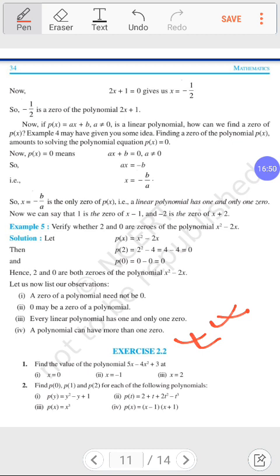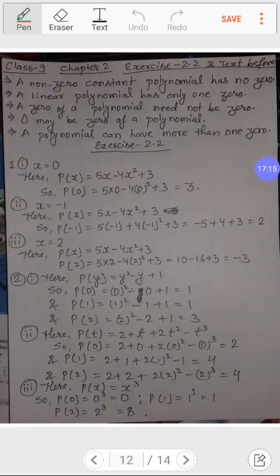So now if you can see, the text has been completed. Now here it is about finding the value of the polynomial 5x minus 4x square plus 3 at x is equal to 0. Okay, and next it is given x is equal to minus 1, and another it is x is equal to 2. Okay, so the same thing I had done as a solution. If you will see over here with the notes also, which I had explained just now, with that notes I had given over here.